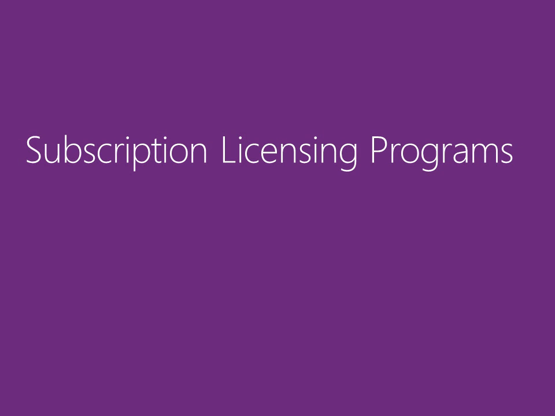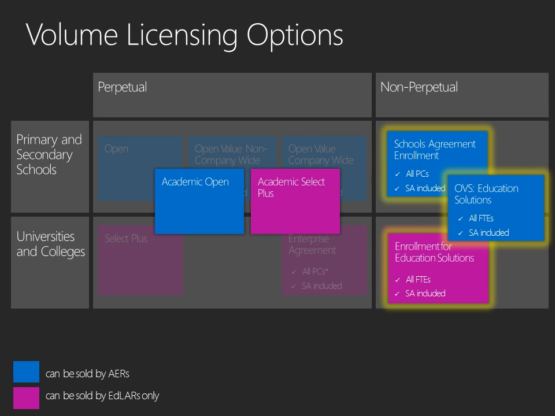Let us move on now then to look at the subscription licensing programs. And if we just take a quick reminder of the agreements that do follow this non-perpetual licensing, we've got the schools agreement enrolment, we've got the enrolment for education solutions, and what we call OVS-ES. Now these agreements, you can see, all have software assurance included in them. So when you purchase your license, you're buying license with SA. And they all have some form of organisation-wide commitment, be it either on PC count or FTE count, which we will look at in a bit more detail shortly.